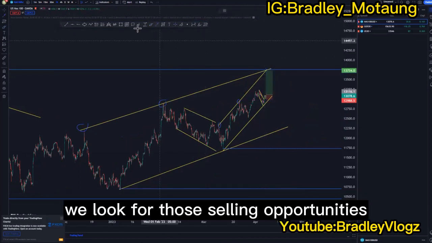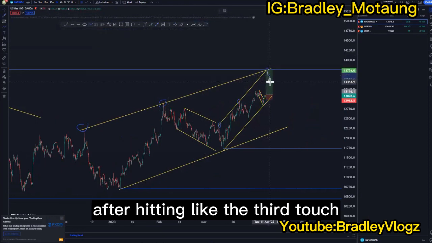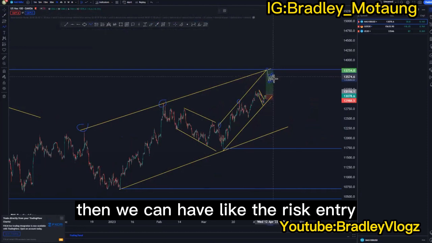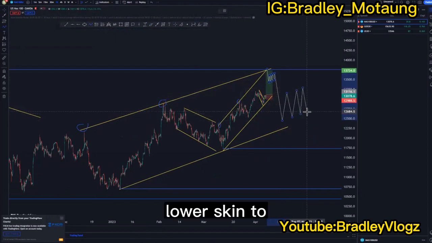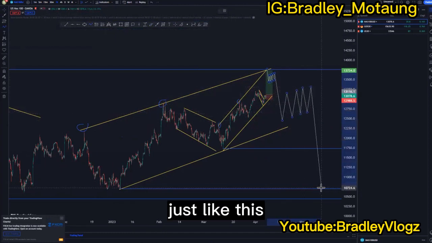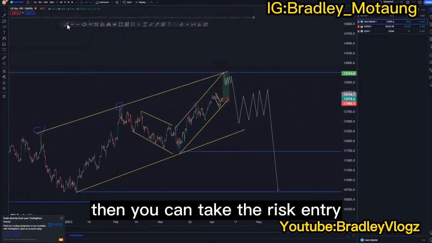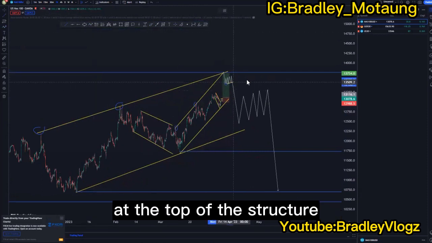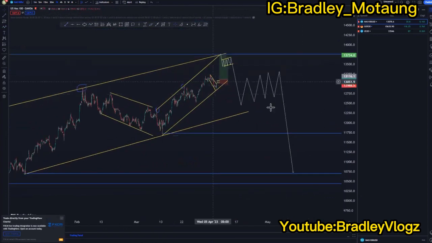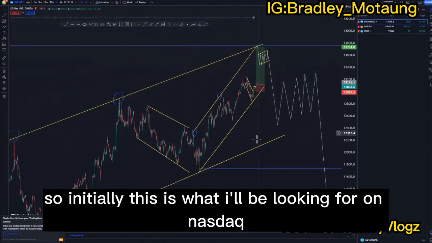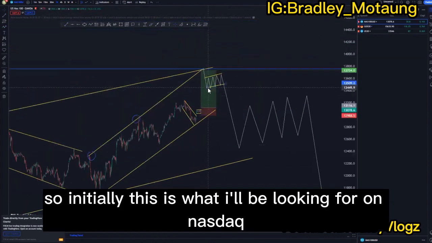And then initially we look for those selling opportunities after hitting the third touch. Then we can have the risk entry, or you can have the low risk entry, which is the tight flag, just like this. And then you can take the risk entry at the top of the structure or the first tight flag, just like this. So initially, this is what I'll be looking for on NASDAQ.